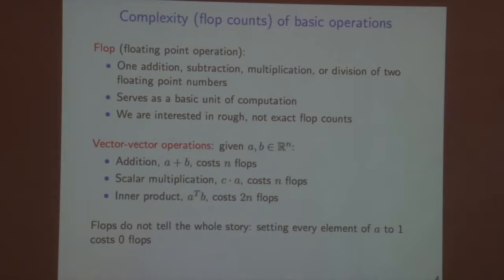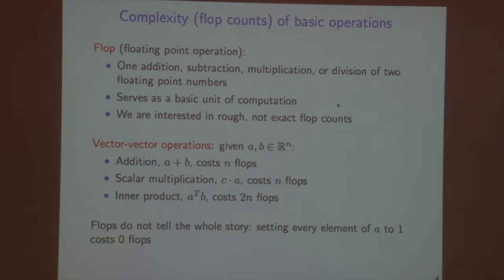So what is one way to measure the complexity of basic operations? We use what's called a flop. It stands for a floating point operation. And a flop counts one of the following things: an addition, a subtraction, a multiplication, or a division of two floating point numbers. This just means that we're not storing them as integers in memory; we're storing them as floating point, with floating point precision. In truth, a division is actually more expensive than these three operations, but we still count it as a flop. So it serves as a basic unit of computation.